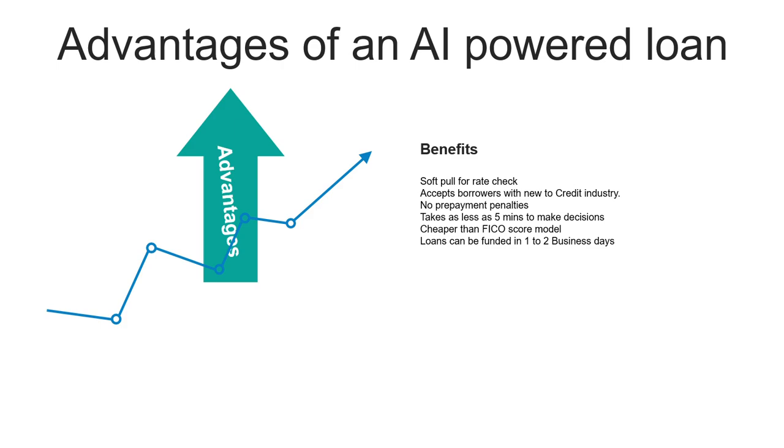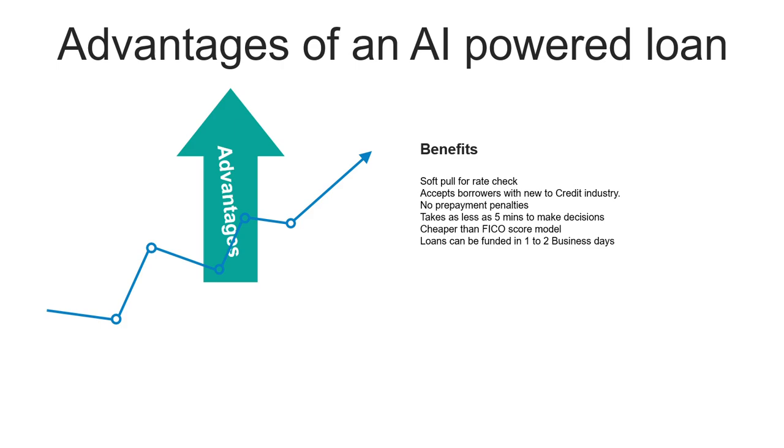And again, it takes less than 5 minutes to make decisions, so it really simplifies the whole loan application process. Then the interest rate offered is cheaper than the FICO score model, which big banks use to process consumer loans. So the rates are cheaper than what the bigger banks offer. And again, the loans can be funded in 1 to 2 business days.